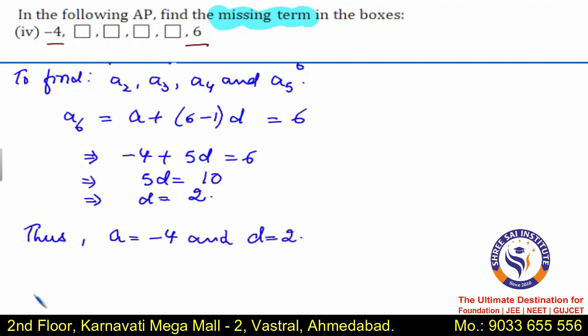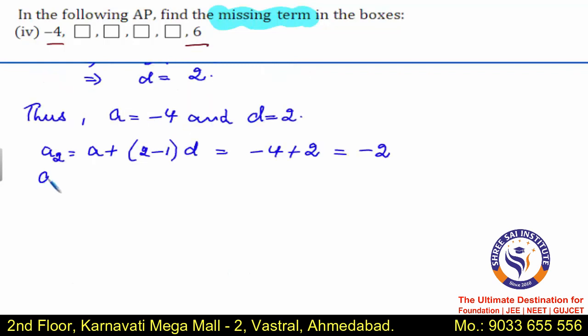Now let us find the second, third, fourth and fifth term of the given AP. Second term is given by a plus 2 minus 1 into d. A is minus 4 plus 2 minus 1 is 1 into d is 2. This is equal to minus 2.